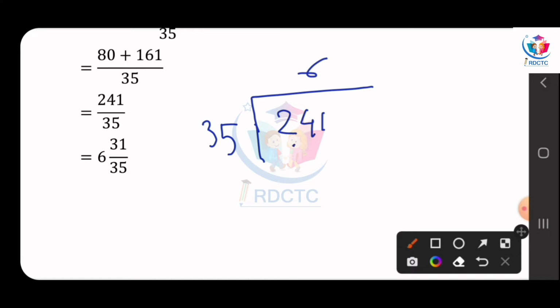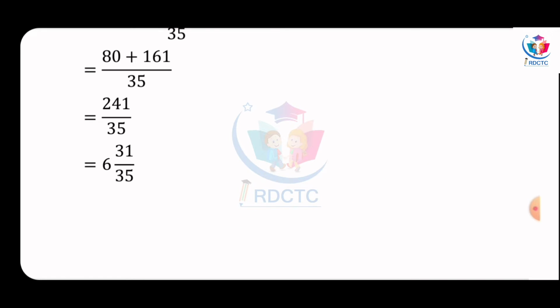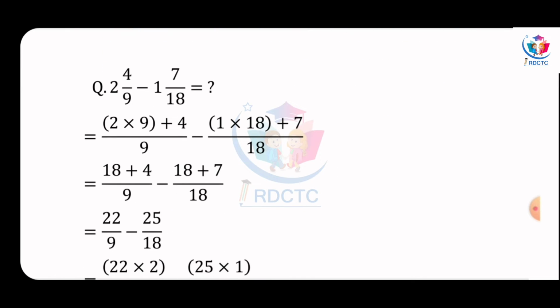35 6s are 210 and we subtract them, 31. Okay, here we got our answer. Now the quotient is the whole number, the remainder is our numerator and the divisor is our denominator, and we write it here 6 whole 31 by 35. Okay, go to the next question.